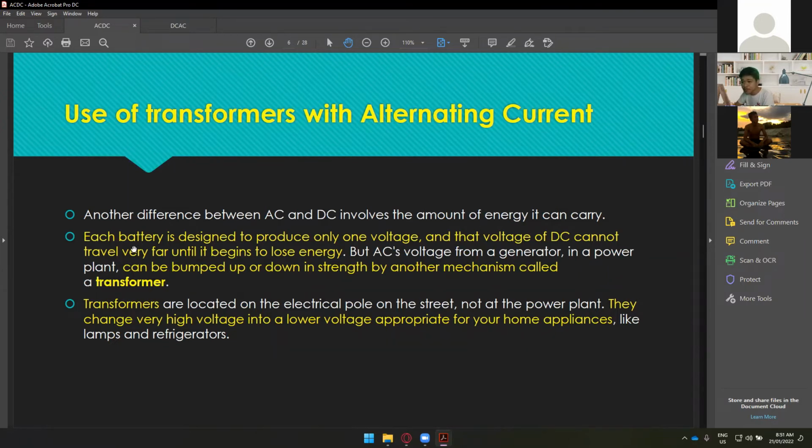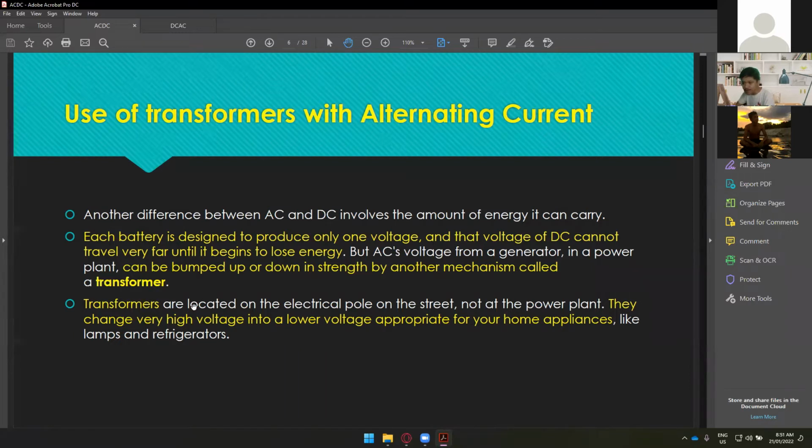Each battery is designed to produce only one voltage, of course, and that DC voltage cannot travel very far until it begins to lose energy. So again, that's the main advantage of AC. AC's voltage from a generator in a power plant can be bumped up or down in strength by another mechanism called a transformer. You could say this one is a step up transformer or a step down transformer. If it's a step up, it's bumping up the electricity. If it's a step down transformer, then it's bumping down the electricity.